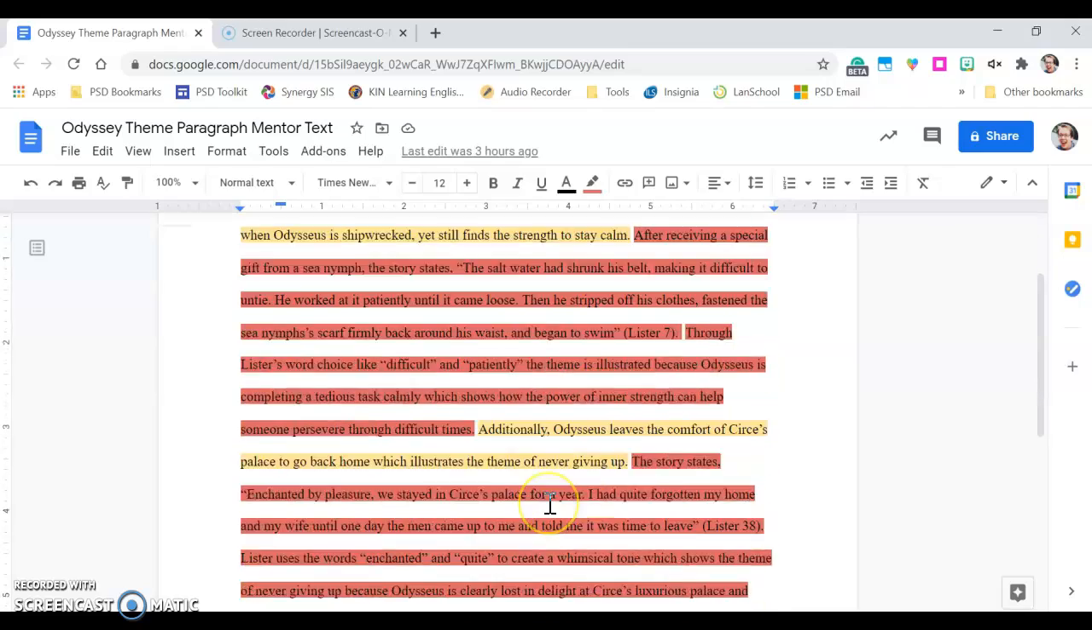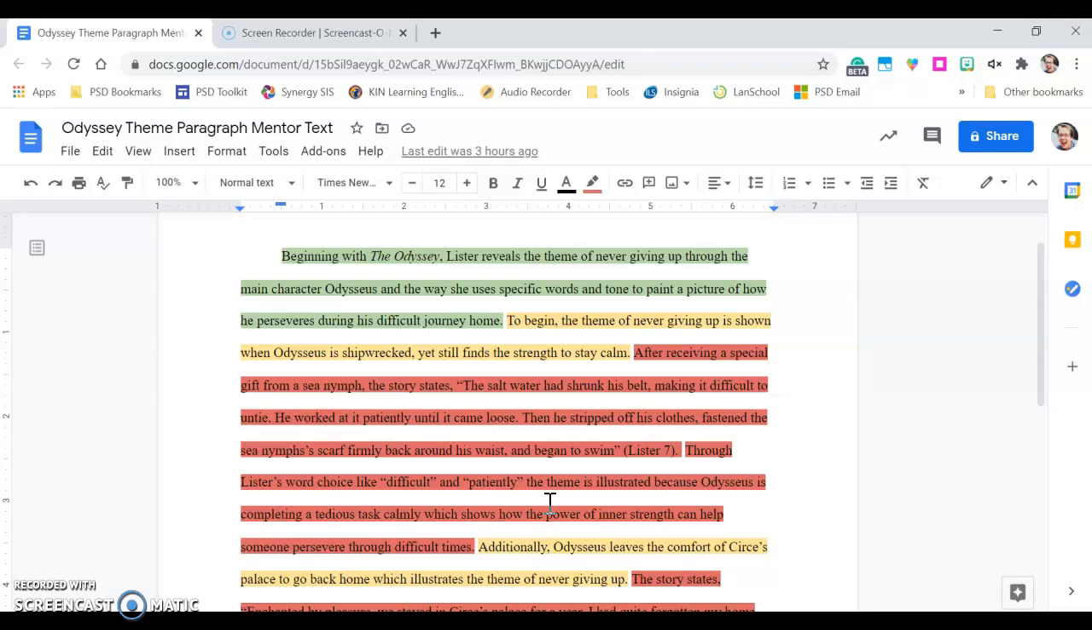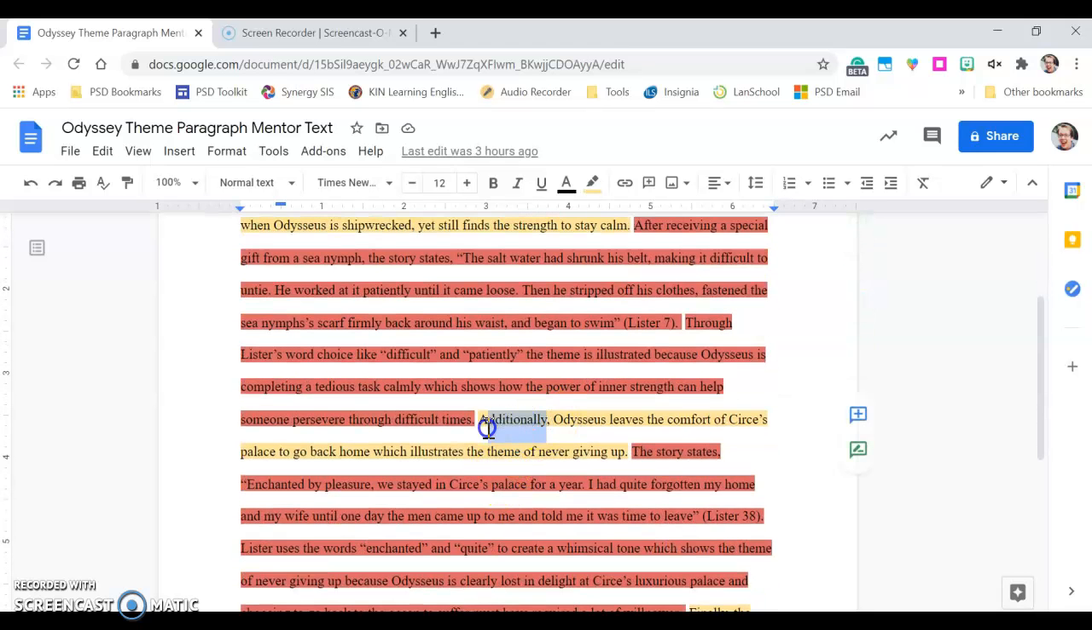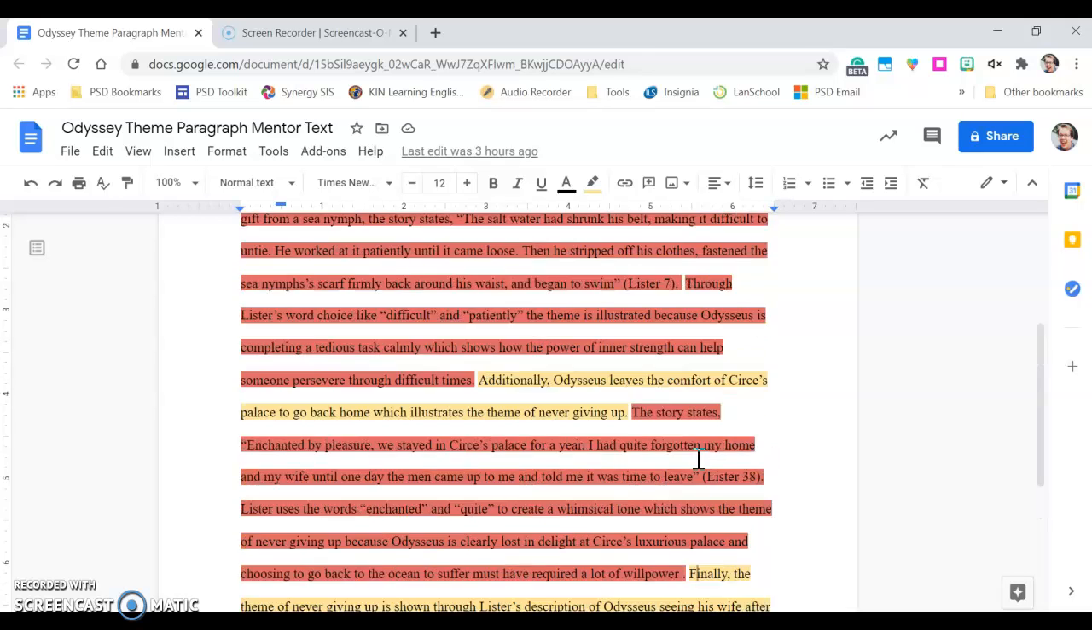So this is from the mentor text, this paragraph we're looking at. This is just the Odyssey body paragraph because that's the only one we're working on right now. But the first thing you'll notice is that in each yellow we start with a transition. To begin, additionally, finally, right? So just like we've learned in the past, we want to make sure there is a transition either at the beginning or somewhere embedded in the main point sentence.